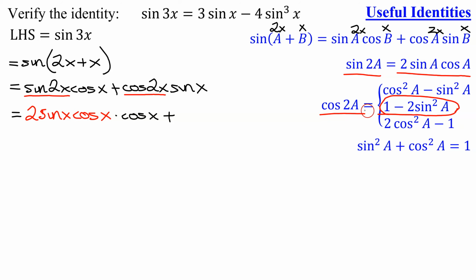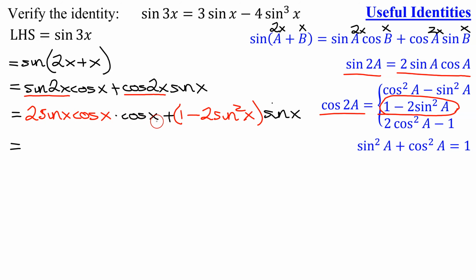So instead of 2a, I have 2x. So I'm going to have 1 minus 2 sine squared. Remember, my argument is x. That needs to be in parentheses because it's going to be multiplied by the sine of x. So now I have sine x and cosine x here, but I don't have any arguments of 2x left. So let's see how we can simplify this.